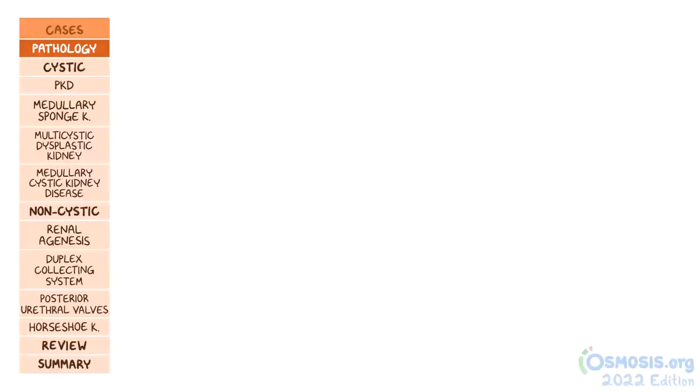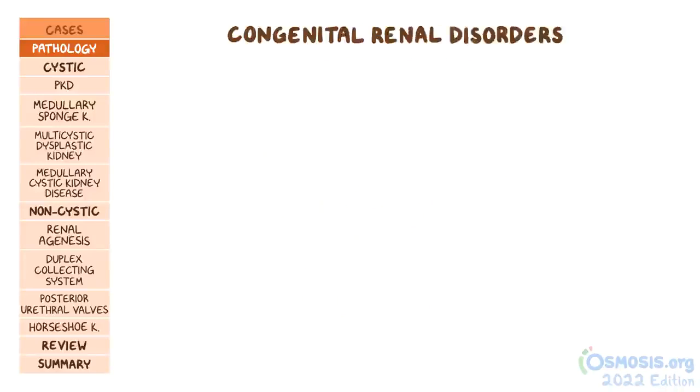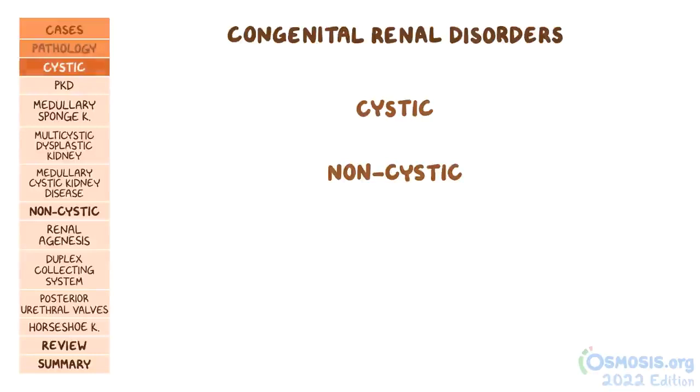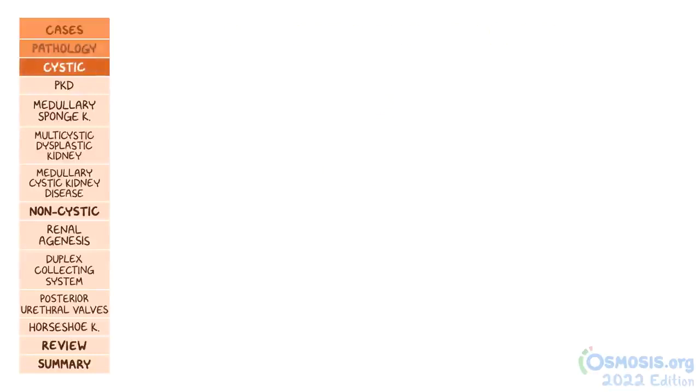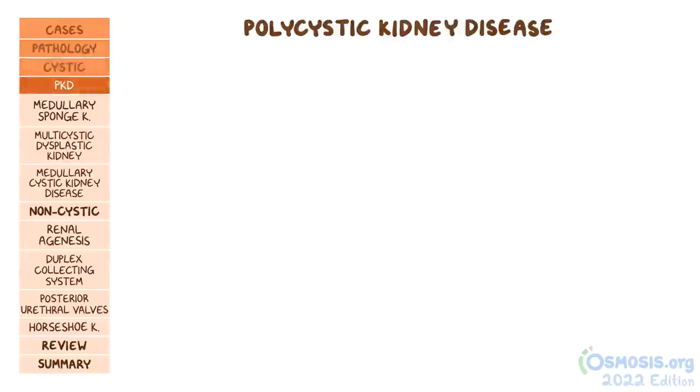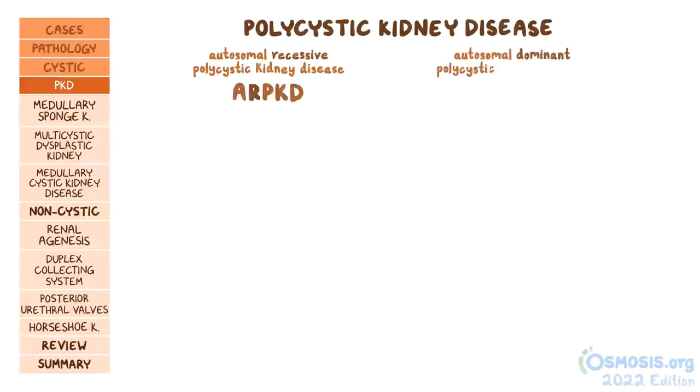Alright, so now let's talk about each of the congenital renal disorders. To make things easier, we can split them into cystic and non-cystic disorders. The first cystic congenital renal disorder is polycystic kidney disease. Based on the inheritance pattern, this can further be split into autosomal recessive polycystic kidney disease, or ARPKD, and autosomal dominant polycystic kidney disease, or ADPKD.